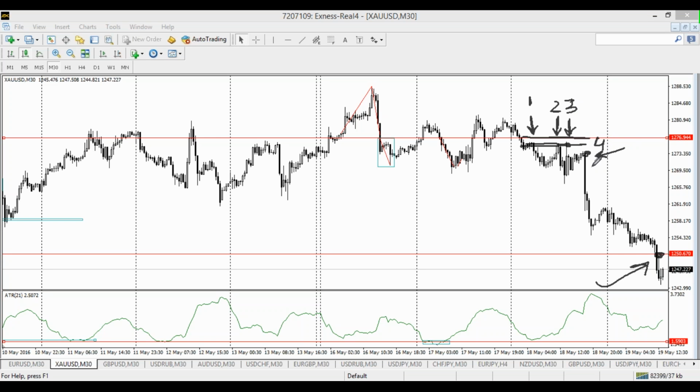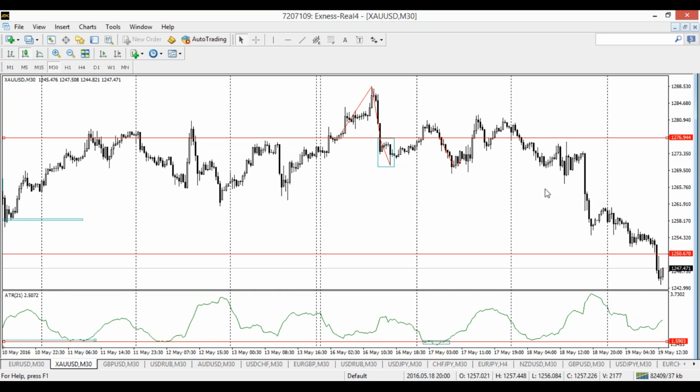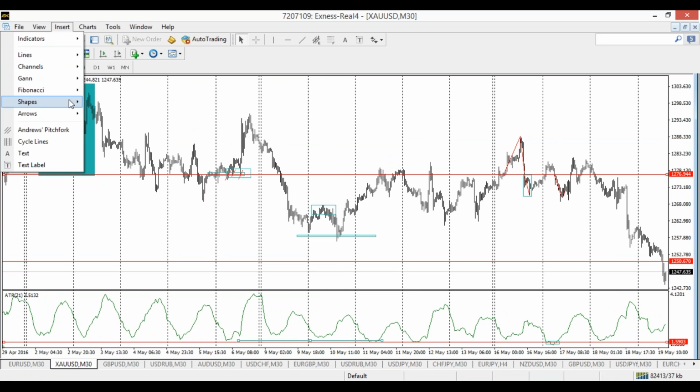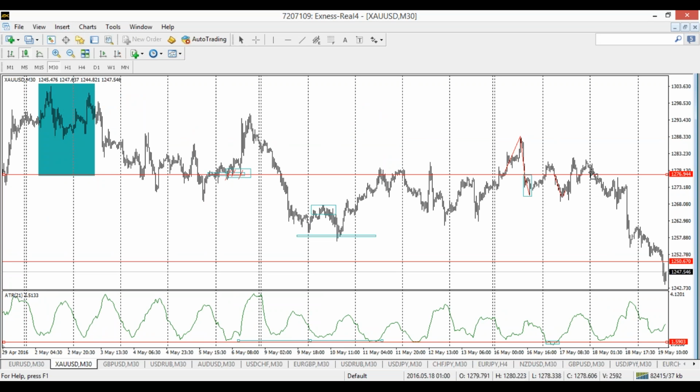And even this one is a small pullback. Well, if I am not too greedy, I can place my stop above this point. My stop loss will be twice bigger than for the previous pullbacks, but it is also suitable. All right, and finally, you see that it is a reversal. So this level is protected.